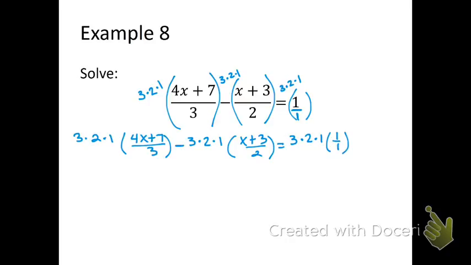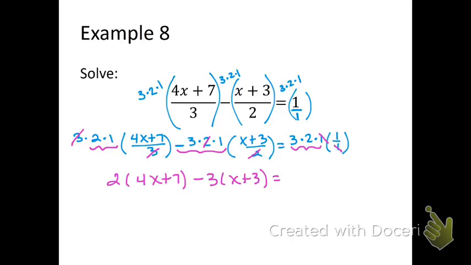Now just like before, let's cancel what we can. So my 3's are going to cancel, 2 times 1, so I got 2 times 4x plus 7. Here my 2's are going to cancel, so I have a negative 3 times 1, so I got minus 3 times x plus 3, equals, and here my 1's are going to cancel, so I got 3 times 2, which is 6, times that 1.